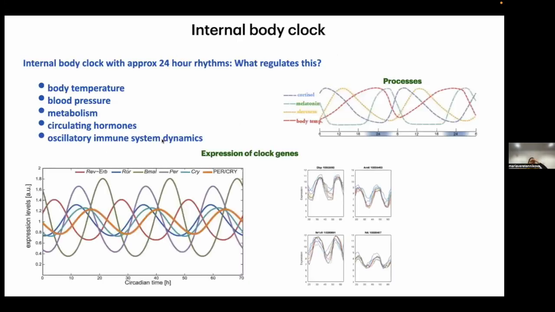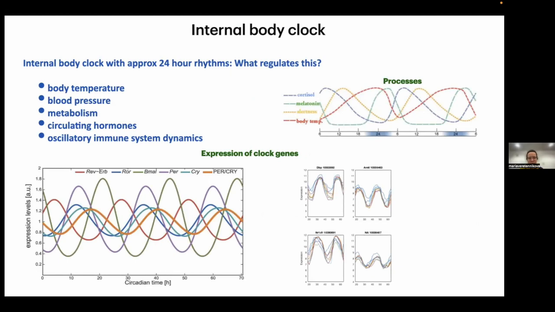Okay, so the project is about the biological clock, because you can see on the screen that there are all sorts of different processes, such as the body temperature, the level of alertness, the amount of melatonin or cortisol, different hormones, and for example, blood pressure, that are very much time dependent and that are oscillatory during the 24-hour cycle.